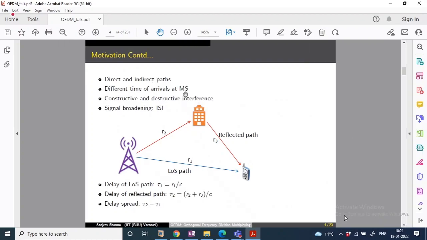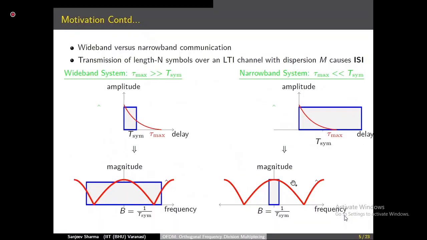The direct path and the indirect path, which we already discussed, cause the intersymbol interference. So we can look here.